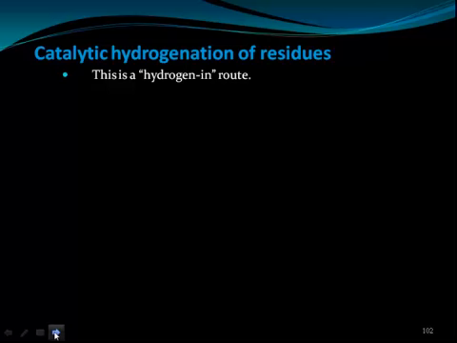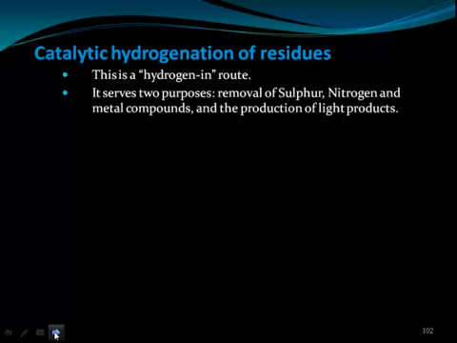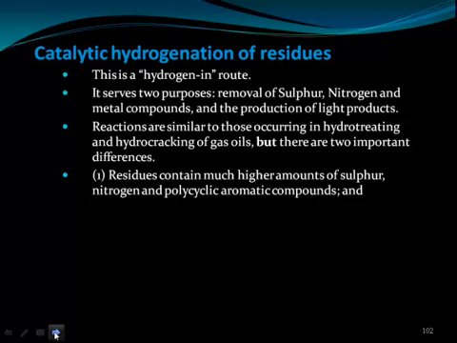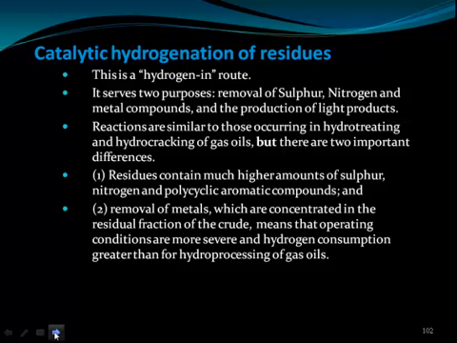Catalytic hydrogenation of residues. This is the route where we use the hydrogen. It serves two purposes: removal of sulfur, nitrogen, and metal compounds, and the production of light products. Reactions are similar to those occurring in hydrotreating and hydrocracking of gas oils, but there are two important differences. One is that residues contain much higher amounts of sulfur, nitrogen, and polycyclic aromatic compounds, and second, the removal of metals, which are concentrated in the residual fraction of the crude, means that operating conditions are more severe and hydrogen consumption greater than for hydroprocessing of gas oils.